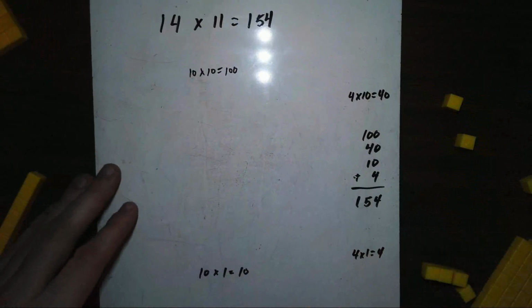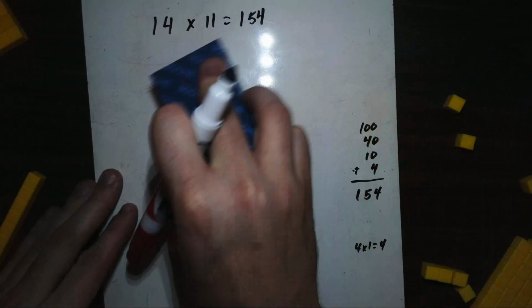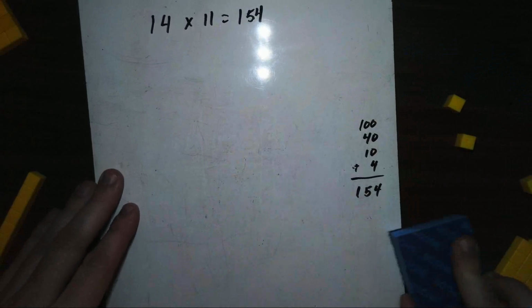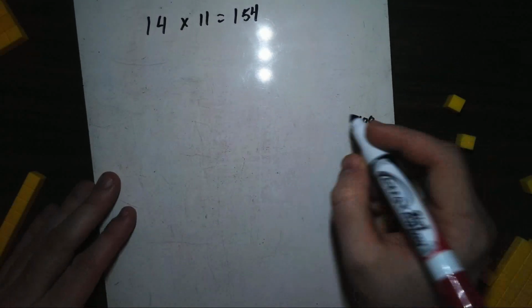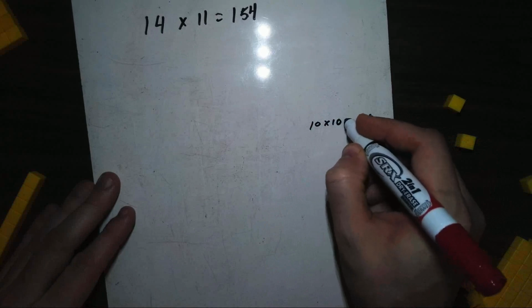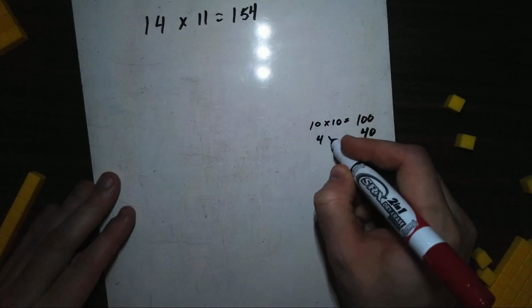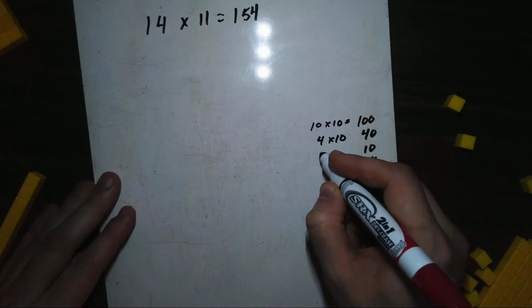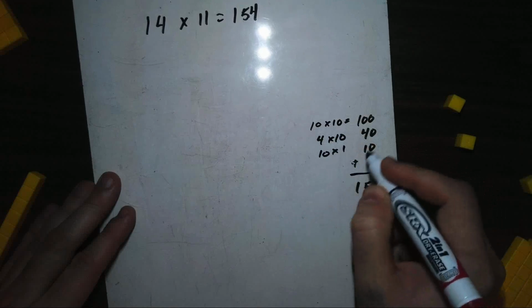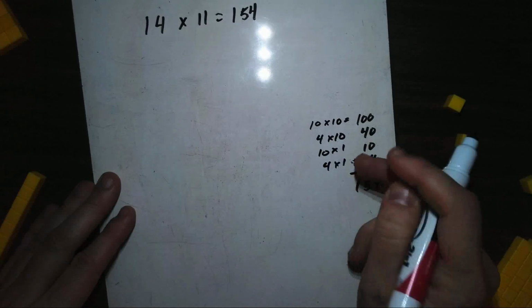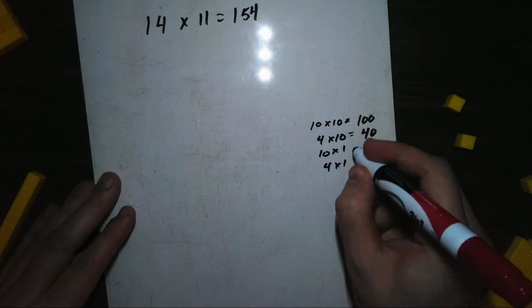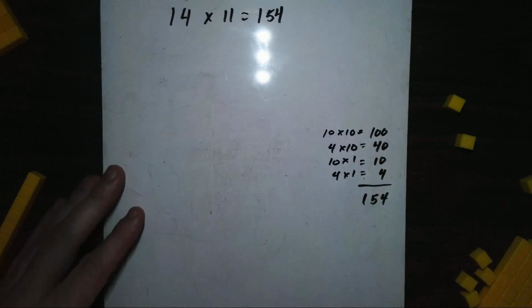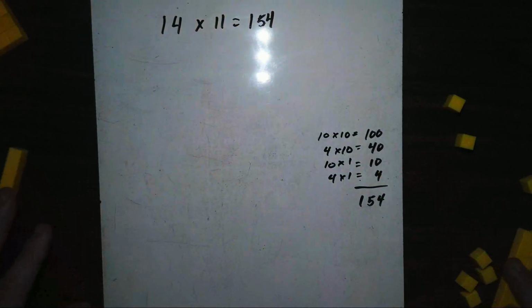Alright, I'm going to purposely leave my partial product answers over here, and I'm going to go ahead and rewrite the problems that we used. This was 4 by 10, this was 10 by 1, and this was 4 by 1. And now I'm going to show you how we can do this without base 10 blocks.